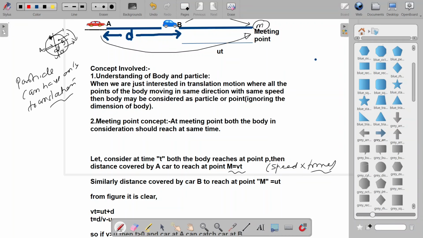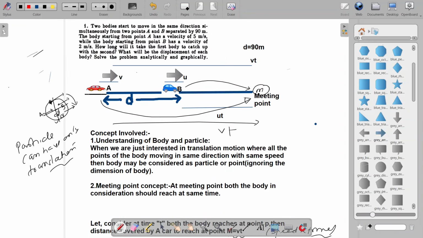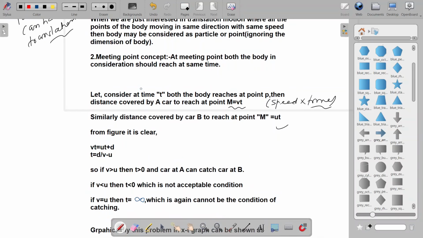So this entire distance will be vt. Similarly for body B to reach this point M it will be ut, but again you can see that vt can be written as ut plus d, because there was the initial separation between these two bodies A and B. So I am just writing vt equal to ut plus d. This gives us the equation t equal to d by v minus u.